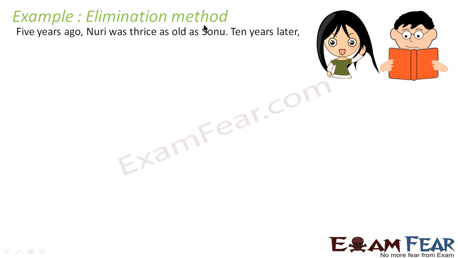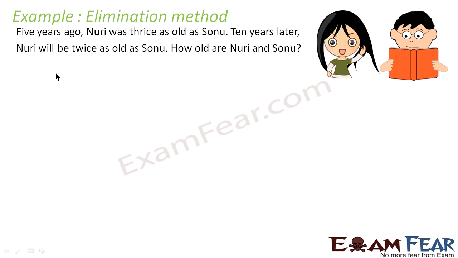5 years ago, Neeru was thrice as old as Sonu. 10 years later, Neeru will be twice as old as Sonu. How old are Neeru and Sonu? So let's suppose this is Neeru and Neeru's current age is X, and this is Sonu, and Sonu's current age is Y.